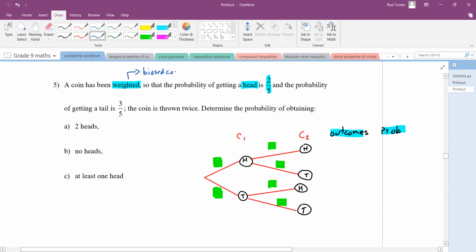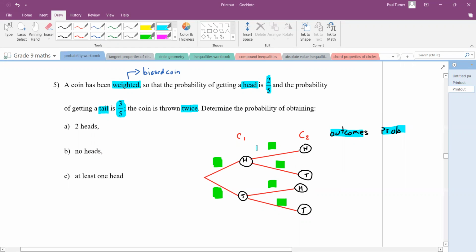So this is a biased coin. And our chance then of getting a tail is 3/5. So we can see we don't have 50-50. So we know the coin is a biased coin. And we throw the coin 2 times. We want the probability of obtaining 2 heads, no heads, and at least 1 head.